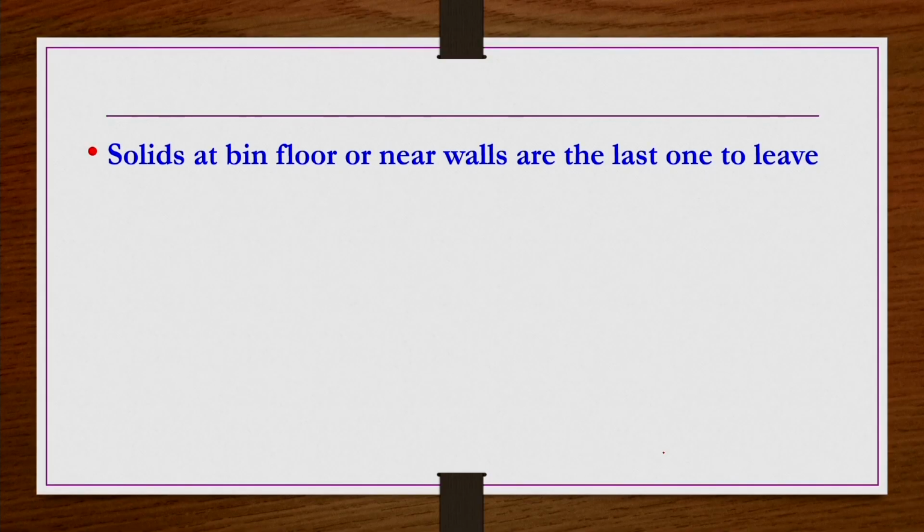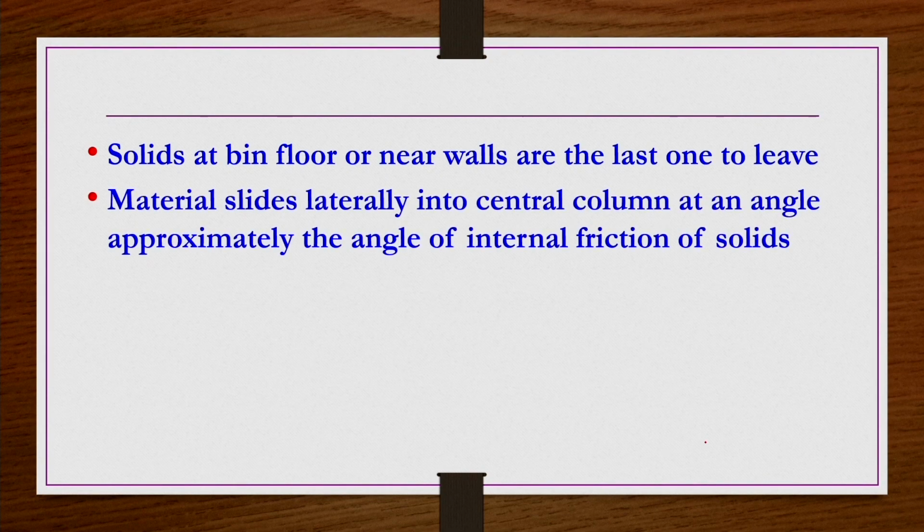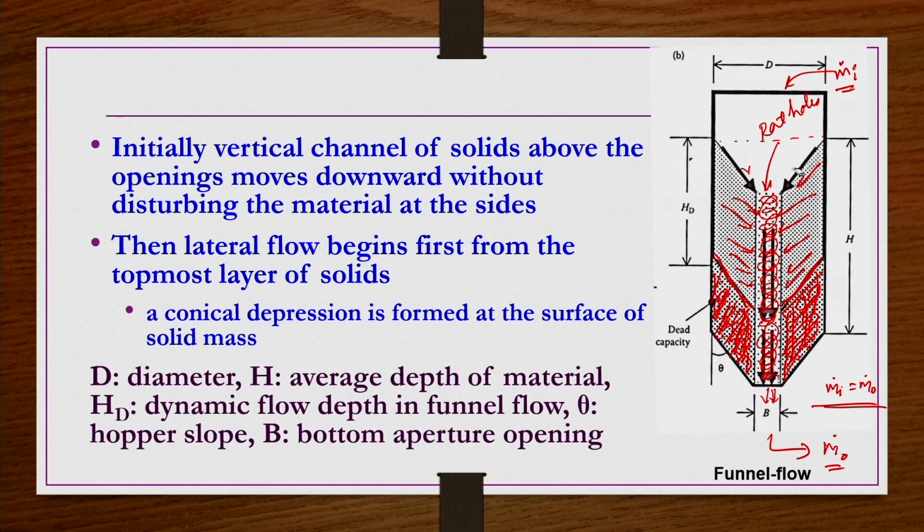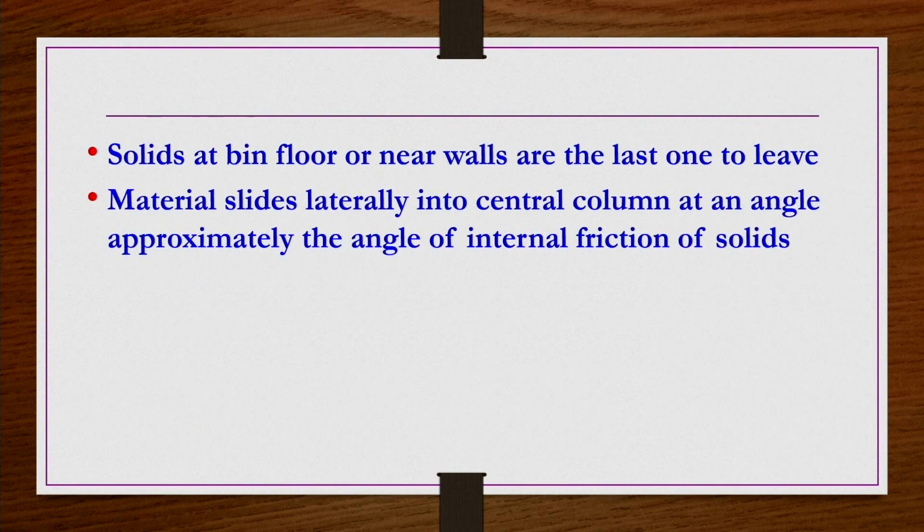Solids at the bin floor or near the walls are the last to leave. Material slides laterally into the central column at an angle approximately equal to the angle of internal friction of solids. So, the materials are falling down like this, coming down at a certain angle. This angle is approximately equal to the internal friction angle of the solids.